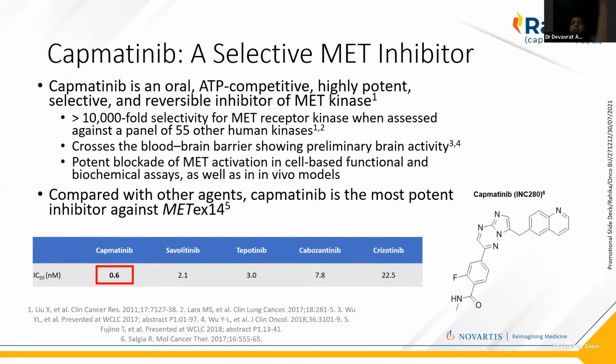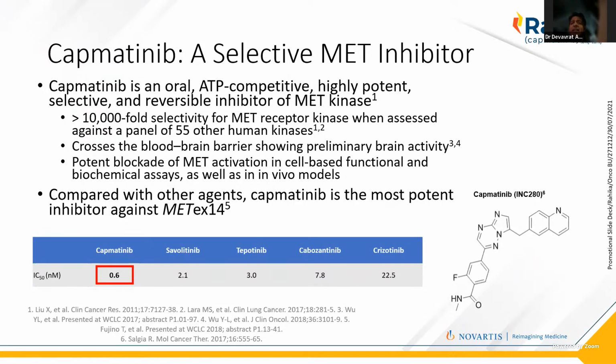So coming to capmatinib, we have different MET inhibitors. Crizotinib was one of the first MET inhibitors. I still call it a poor man's MET inhibitor, but we've also had other drugs like cabozantinib, tepotinib, savolitinib, and now capmatinib. Capmatinib is an oral ATP competitive, highly potent, selective, and reversible inhibitor of MET kinase.